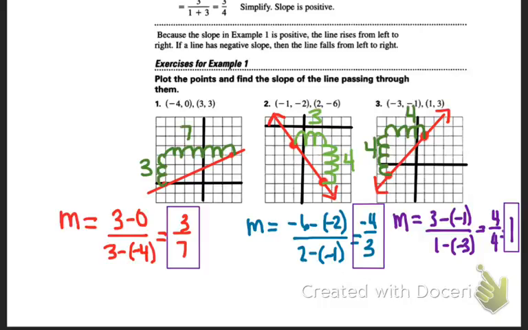Number 1 was 3 over 7. Number 2 is negative 4 over 3. Number 3 is 1. One thing that we need to remember, if you're going to plot the points and then just count, you need to look at it before and just determine, okay, is this a positive slope or a negative slope? So just by looking at number 1, you can see that if we had our truck, it would be going up the hill, so that's positive. For number 2, we have our truck that's going down the hill, so you know that's going to be negative. Does that kind of make sense? Mm-hmm. Perfect. Good job.